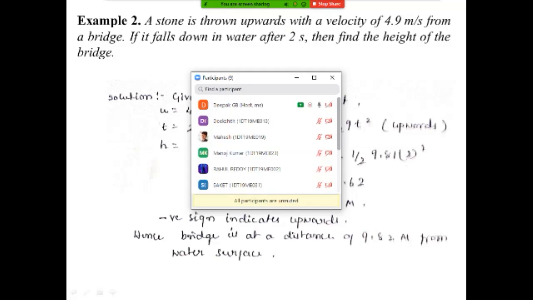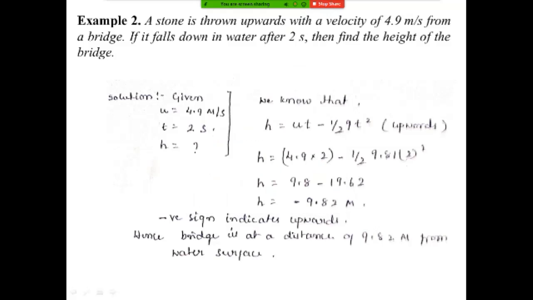Now is this problem clear? Yes, sir, very simple problems. Okay, try to solve this. Only 3 equations we are using till now.